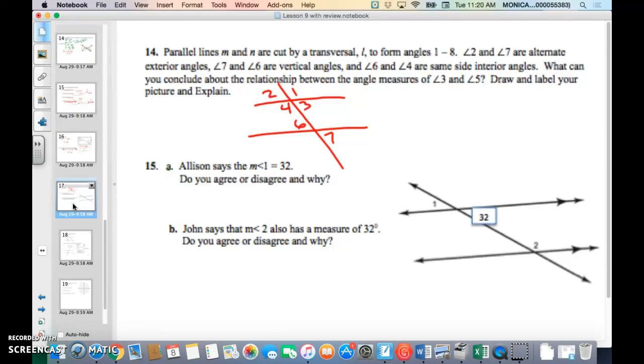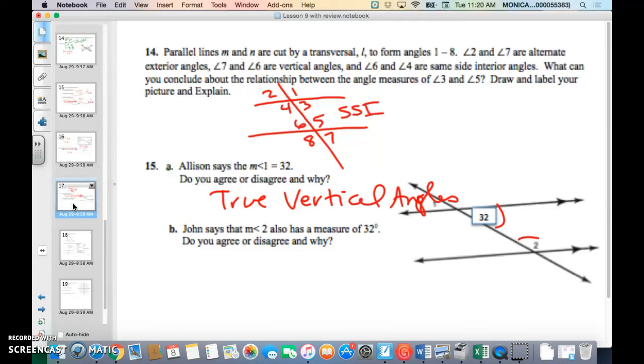So this would be 1, 2, 3, 4, 5, 6, 7, 8. So 3 and 5 are same side interior angles. Okay, so Allison says that the measure of angle 1 is 32. Well, that's true, because of vertical angles. And then the measure of angle 2 would not be 32 because of same side interior angles. So this would be disagree, because of SSI. So this would be 180 minus 32.